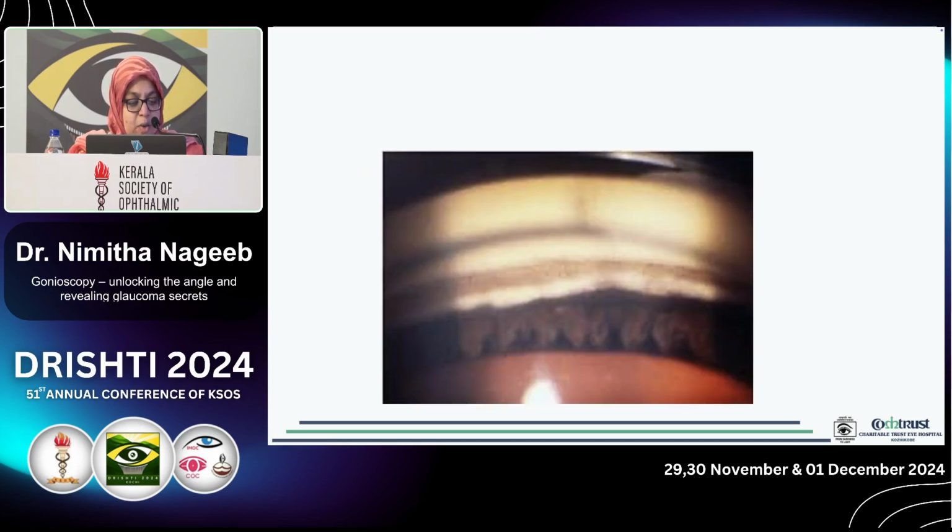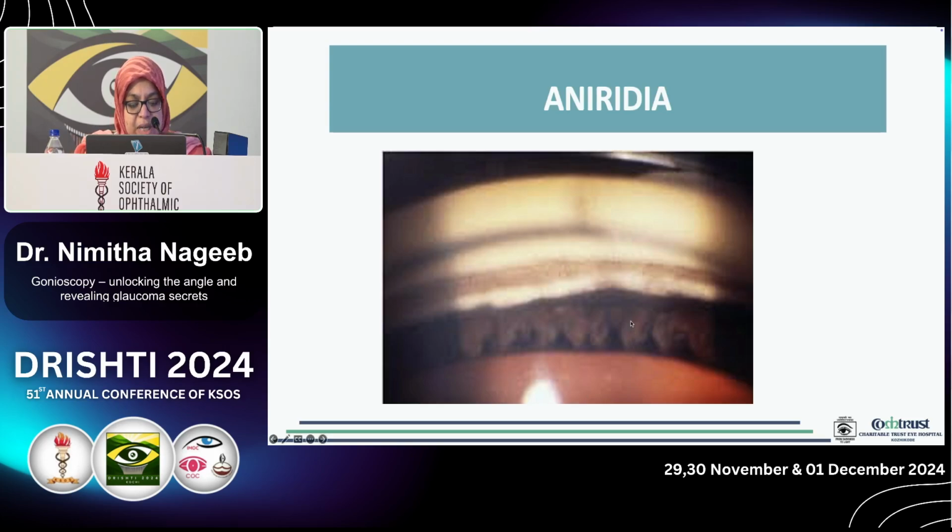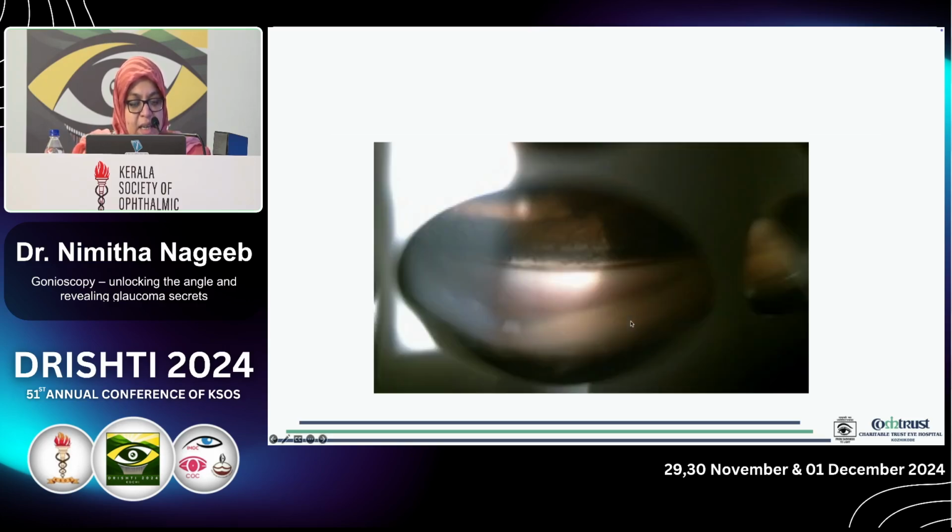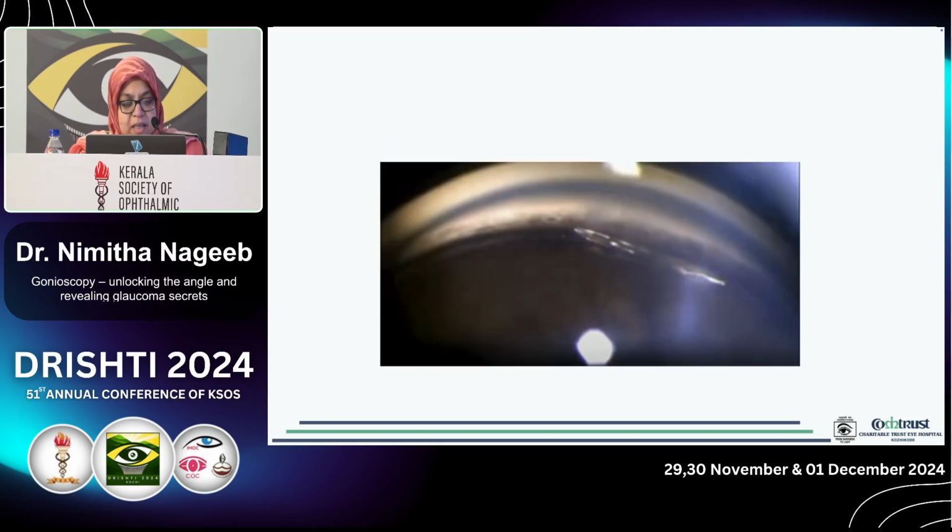This is another gonioscopic picture where you can see the ciliary processes and also an iris stump, indicative of aniridia. This is another gonioscopic picture where you can see a widened ciliary body band seen in angle recession. This is a gonioscopic picture of a foreign body seen in the angle. It's a glass piece.